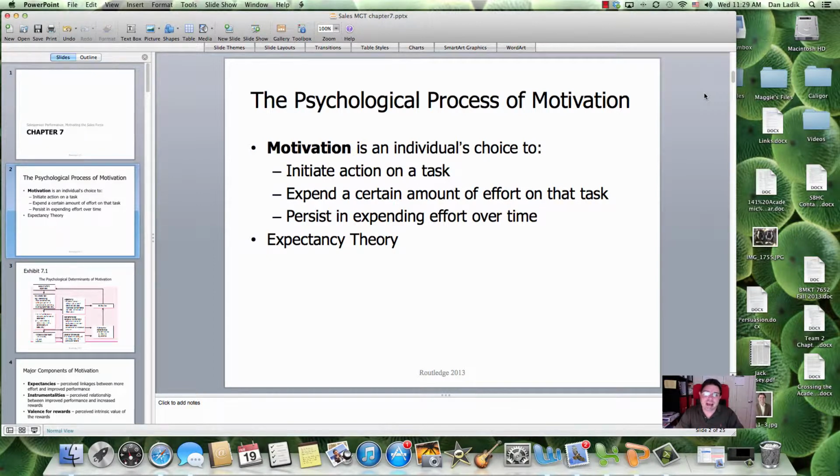So, we only highlighted this a little bit in Chapter 6, but when we think about the psychology behind motivation, first thing we want to do is have this definition. Motivation is an individual's choice. An individual has to be motivated.